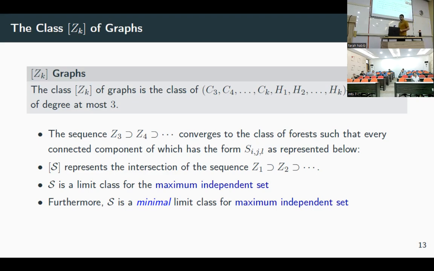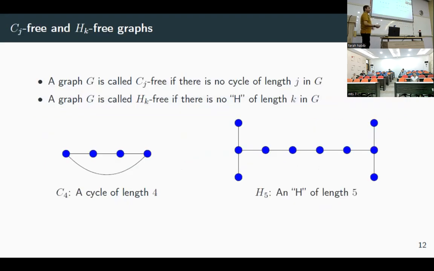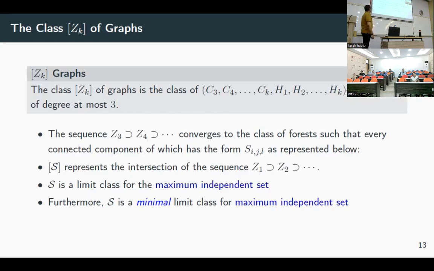So what are those H graphs? These are the H graphs that I just showed. So these are kinds of H graphs. If I have a class of graphs in which I do not have any cycles, and I also do not have H graphs, then that is called the Z_k graphs. It's such that the degree is at most 3.